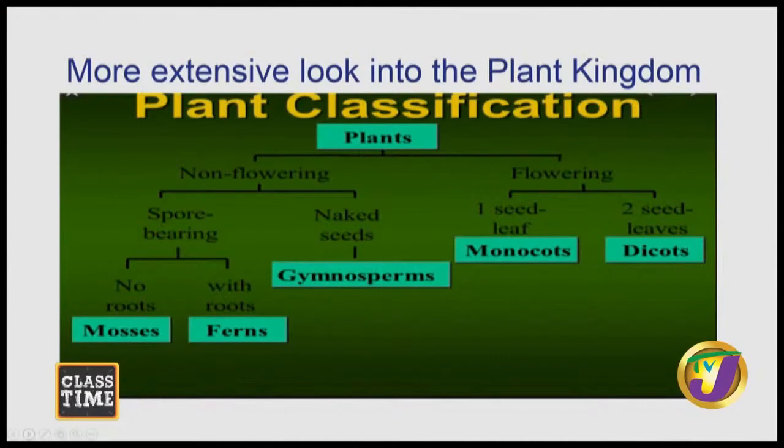You can also look at the leaf system, where for monocots the venation is parallel, and in dicots you have branching venation of the leaf. So these are some of the things that you can use to separate the monocots from the dicotyledons.